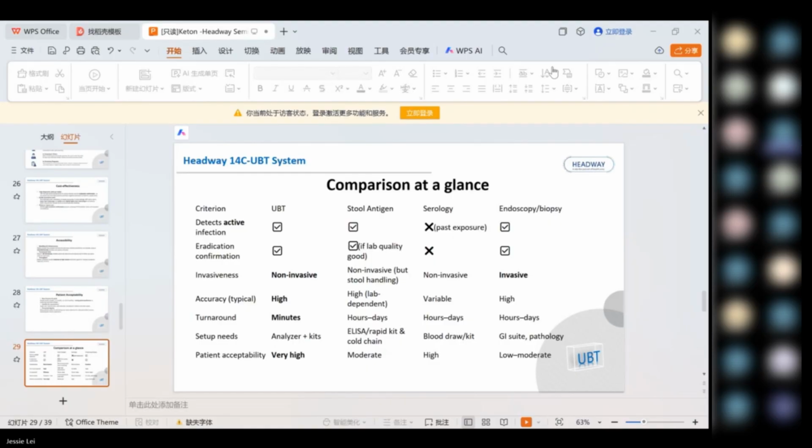Okay. So are there foods that you need to avoid? I mean, the requirement for fasting is to make sure the urea enzyme produced by H. pylori can react with the urea that's swallowed. If there is a lot of food, if the stomach is full, there's no space for the enzyme to react with the urea capsule.